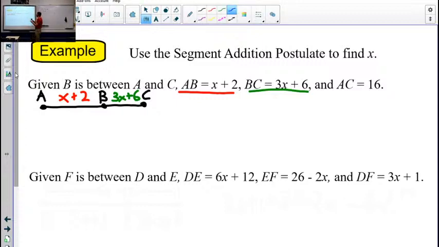And then the whole thing, A to C, is 16. So starting at A, ending at C, I'm going to draw it out like that. Kind of like it did on the last page. It's just showing that we're labeling the whole thing and not just some piece. This whole thing is 16.